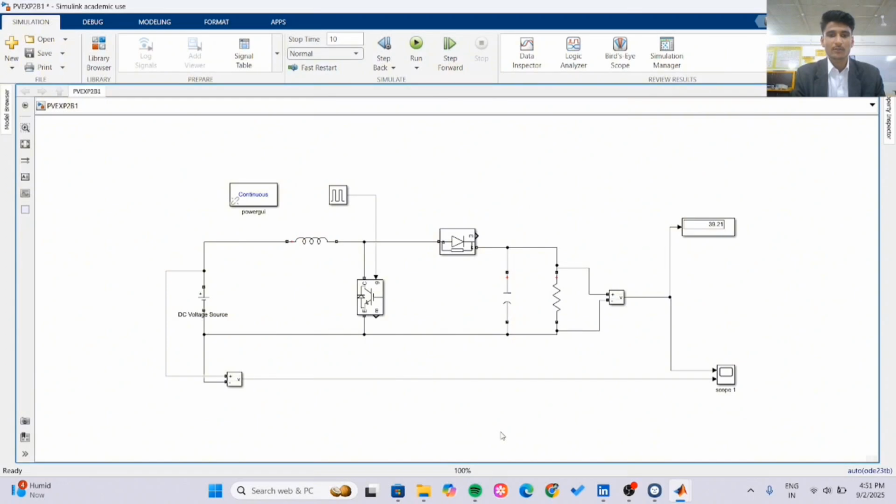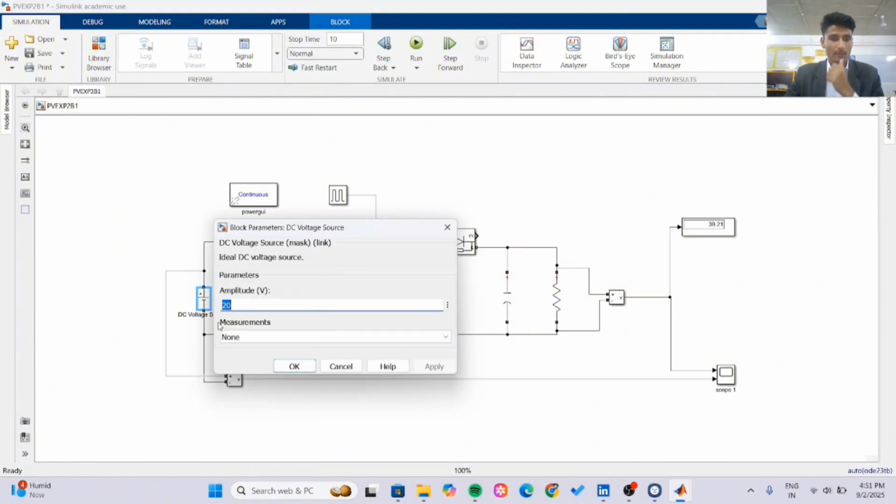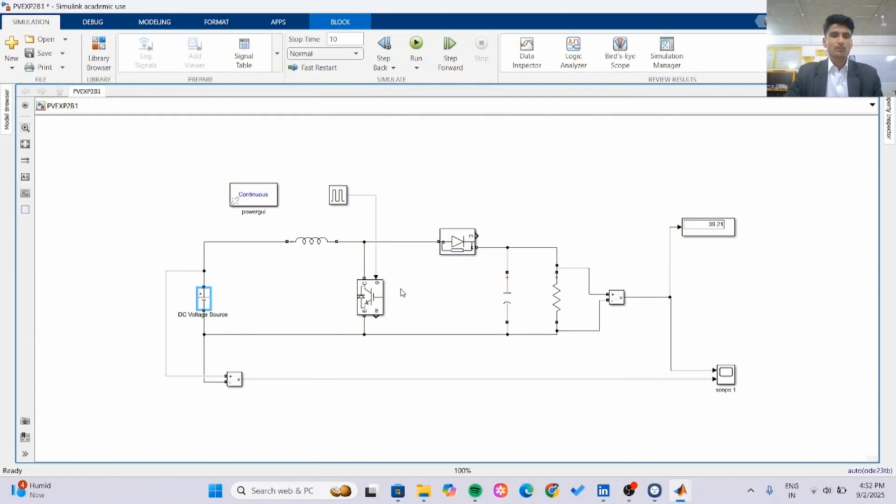So this is our circuit of the boost converter. First of all, here we apply the DC input voltage. So we will check this value. We have applied 20 volts of DC input voltage. The most important thing about the circuit is that when the switch is on, the inductor is charging, and when the switch is off, the inductor releases the energy.